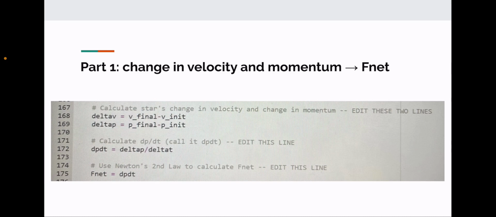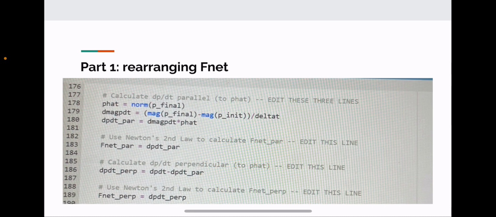Again, the rate of change in momentum is the change in momentum over the change in time, which is equivalent to F net. Here we are separating the momentum into magnitude and direction by stating what p hat is. This allows us to write dp over dt in its parallel and perpendicular components. Once we find the parallel component, we can do the total dp over dt minus the parallel one to find the perpendicular component, because dp over dt is the sum of the parallel and perpendicular.